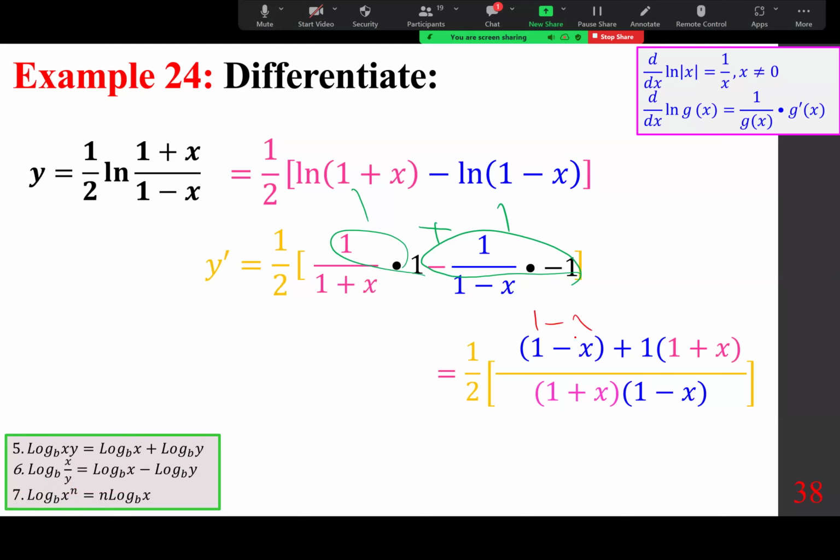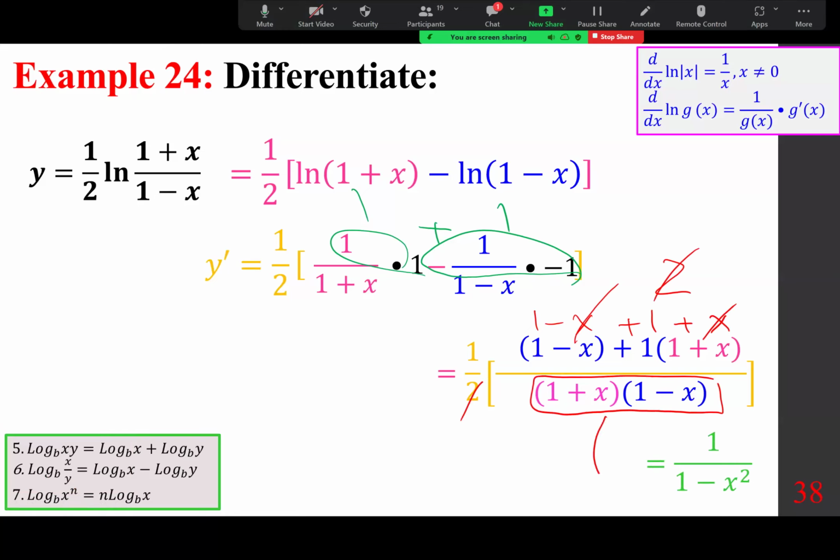One minus x plus 1 plus x. These two cancel each other, and the numerator is 2. This 2 cancels out with the 1/2, and we get 1 over 1 minus x squared, because the product of these two is 1 minus x squared.